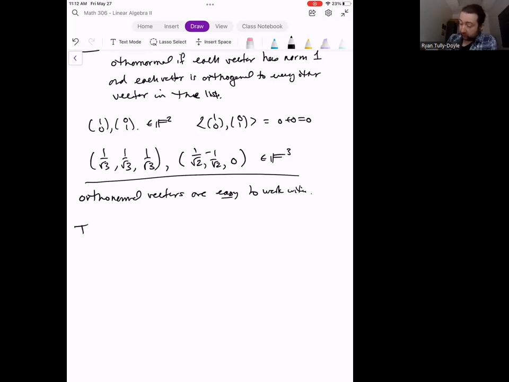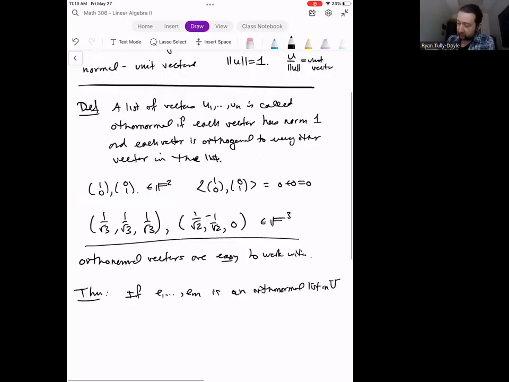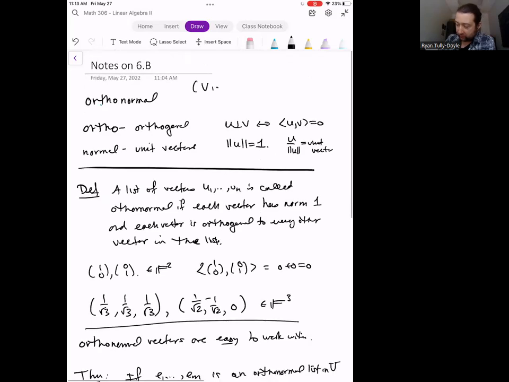So first, we have a theorem that says if E1 up to EM is an orthonormal list in V, we're going to make the assumption here that every time I write V down, it's not just a vector space, but an inner product space. So I guess up here at the top, we could say V is an inner product space.